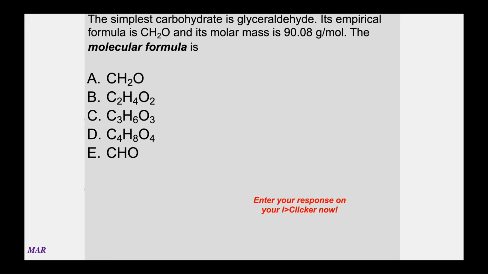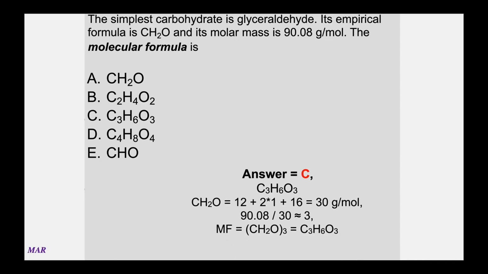What you want to do in this problem is find the empirical formula's molar mass. So you want to find the molar mass of CH2O by itself. You'll add up carbon plus 2 hydrogens plus oxygen. Carbon's about 12, hydrogen's about 1 times 2, and oxygen's about 16. That comes out to be about 30 grams per mole. You want to compare that number 30 to the molar mass of the whole thing, 90. And you can see that 90 over 30 is about 3. That means you want to take your empirical formula 3 times to get the molecular formula. So the answer here does come out to answer C, the empirical formula taken 3 times.